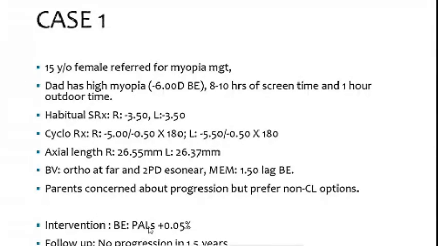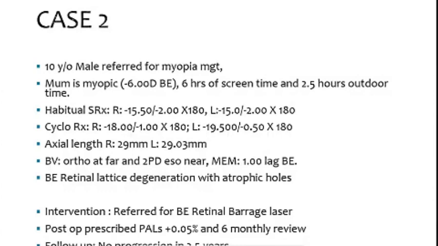So we did put her on progressive addition lenses and low dose atropine, and for 1.5 years she did not progress until they stopped using the low dose atropine. Progression occurred, and then we switched to the center distance multifocal contact lens.